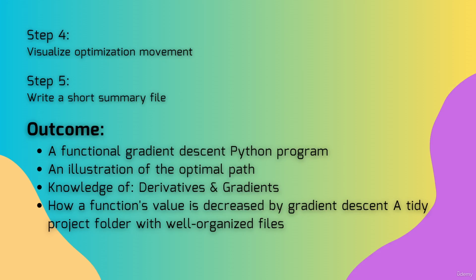The outcome of this class project is that you will know how to create a functional gradient descent Python program. You will know how to illustrate the optimal path. You will also get the knowledge of derivatives and gradients, and you will know how to use a function's value, which is decreased by gradient descent, and also a tidy project folder with well-organized files. So, first off, let's open up PyCharm and let's create our project.